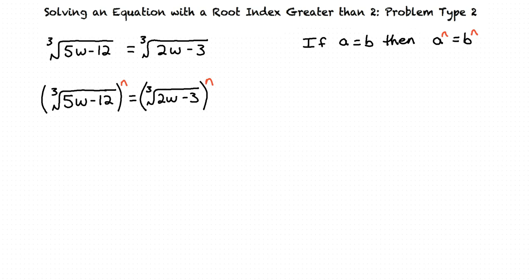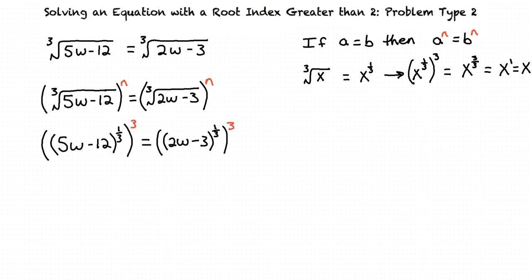Well, we need n to be a number such that it eliminates the radical sign from our equation, and this number is 3. This is true because the cube root of a term is equivalent to that term raised to the 1/3 power. And x to the power of 1/3 raised to the power of 3 equals x to the power of 3 over 3, which equals x to the power of 1. So when our root index is 3, our n should be 3 as well.